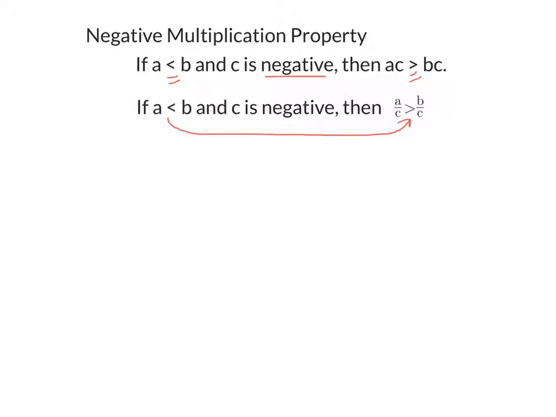And if we had done it just the opposite, if we had started off with if a is greater than b and c is negative, then we would have a over c is less than b over c. But whatever we start off with for the inequality, it switches whenever we either multiply or divide by a negative number.